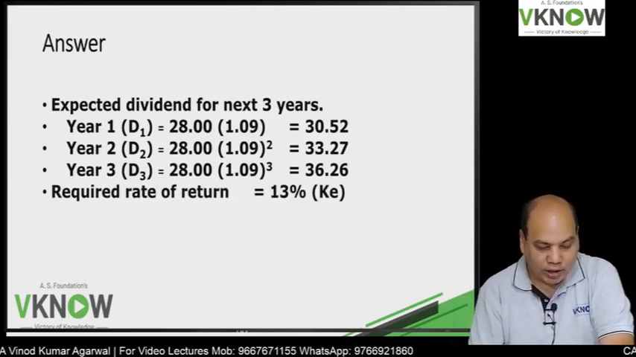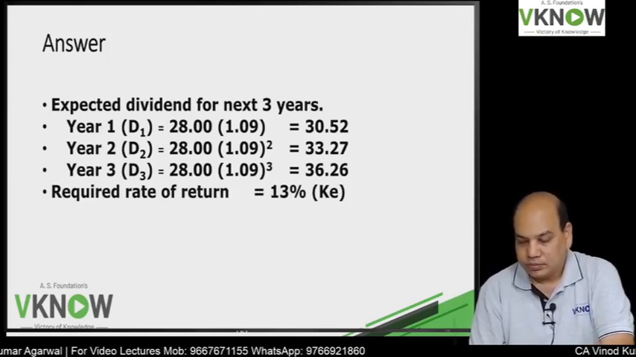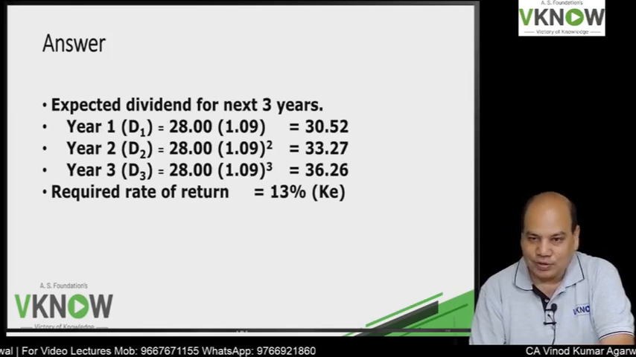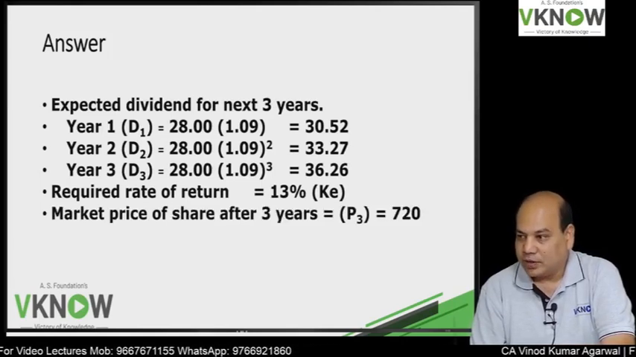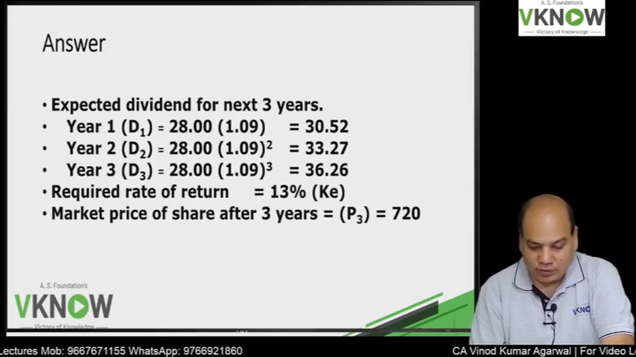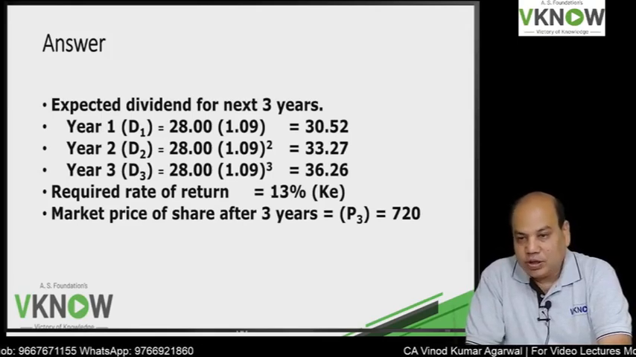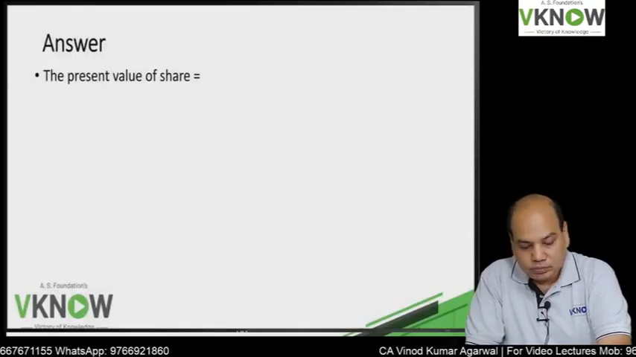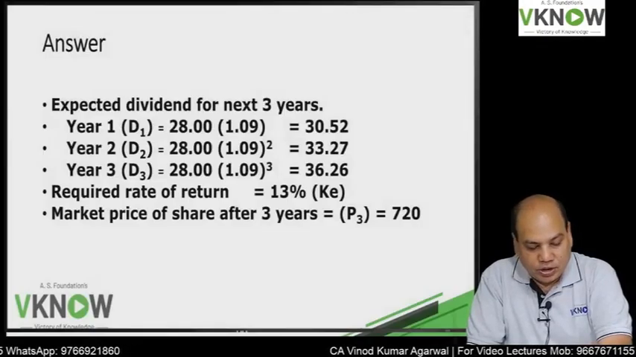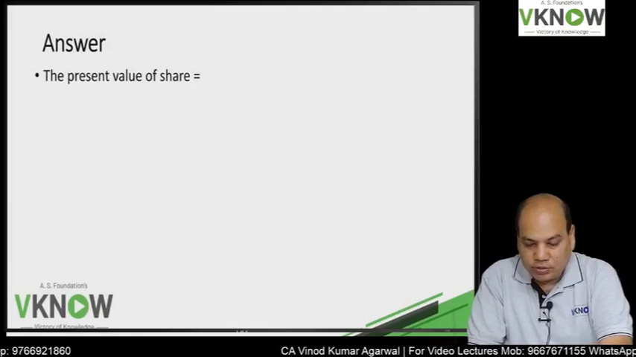Next line, write down required rate of return. K is equal to 13%. This is presentation for exam purpose; otherwise I can also solve directly. Write down market price after 3 years. This is a presentation technique for exam. P3 equal to 720. So once you have computed the basic data, this is the basic information. Now you can solve. So write down the answer.